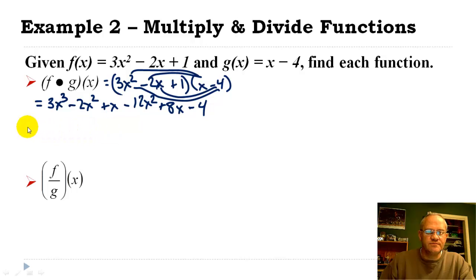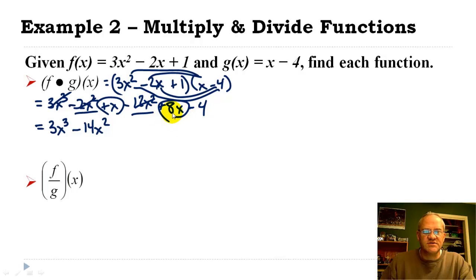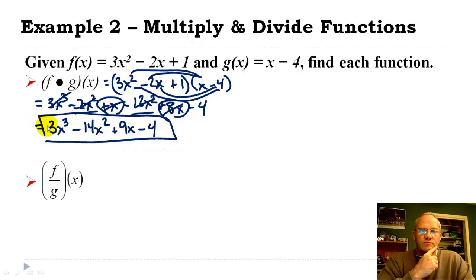Combine the like terms. So I've got 3x to the third, nothing else there. I've got a couple of x squareds there, so that's going to be minus 14x squared. And then I've got positive x and a positive 8x, so 9x, and then lastly minus 4. Okay, so that's it. So we're just multiplying. Again, we have done this kind of multiplying before, so it shouldn't be too bad.